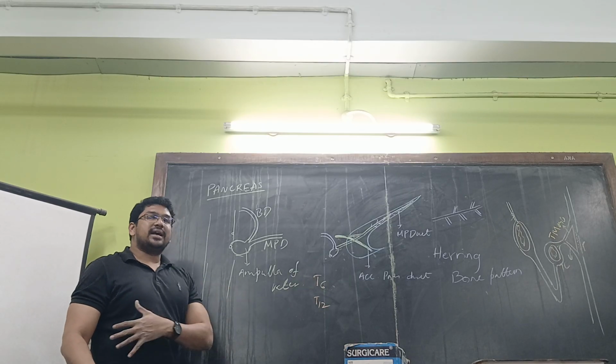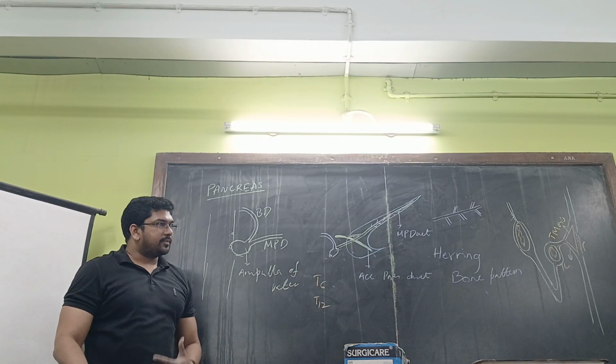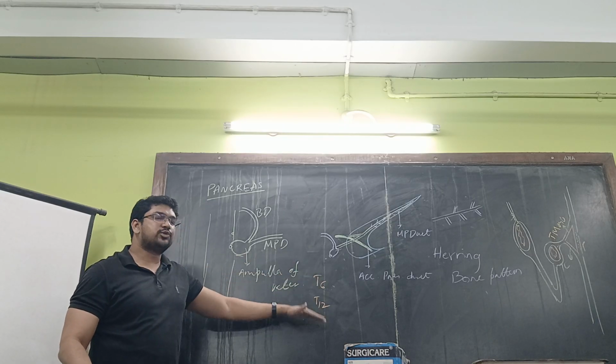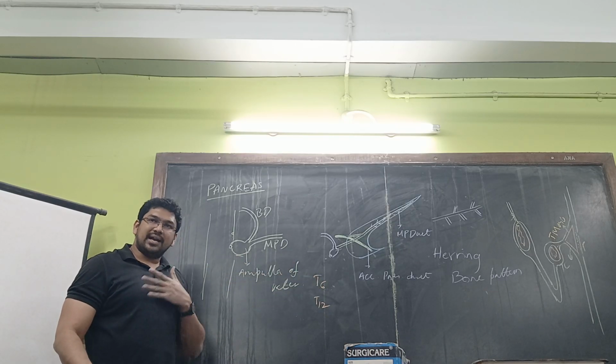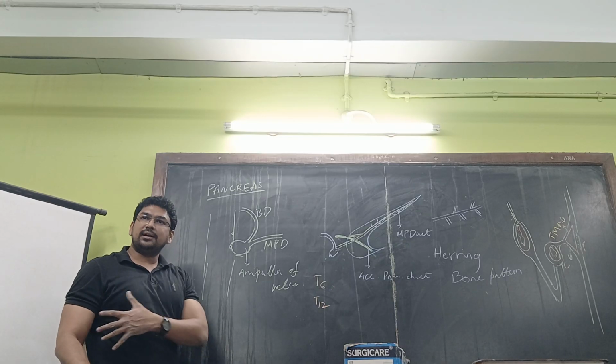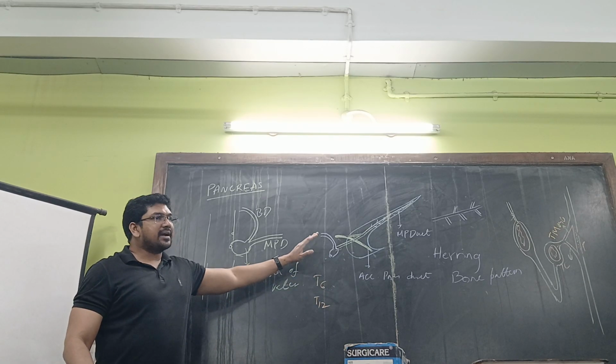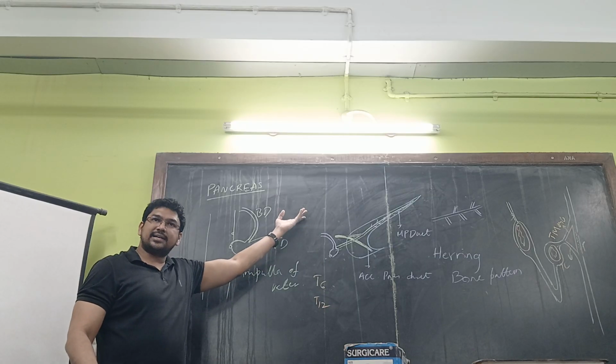So it will be radiated to the entire abdominal wall. Is it alright? T10, 9, 8, 7, and below that will be 11 and 12. So the upper and middle part of the abdomen will be carrying the referred pain of the pancreatitis. So do you think that pancreatic pain will be radiating towards the back or not?